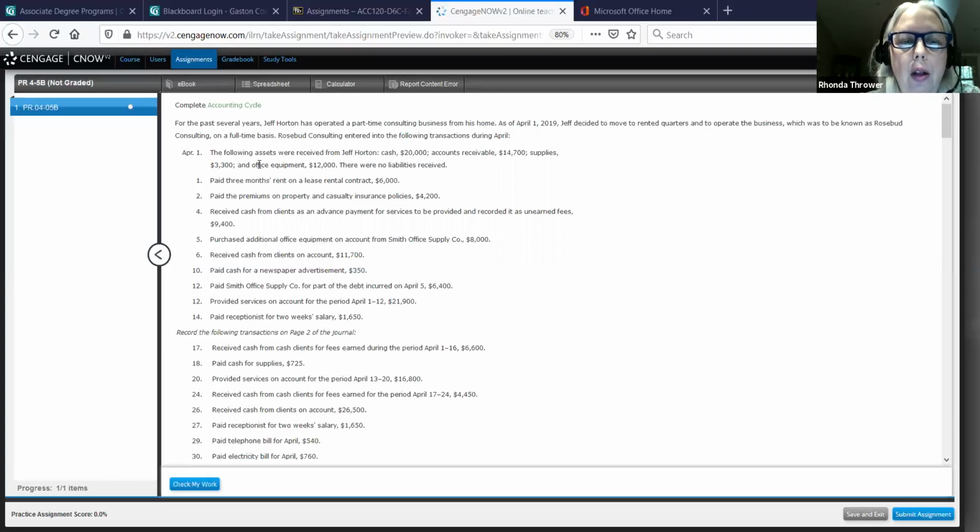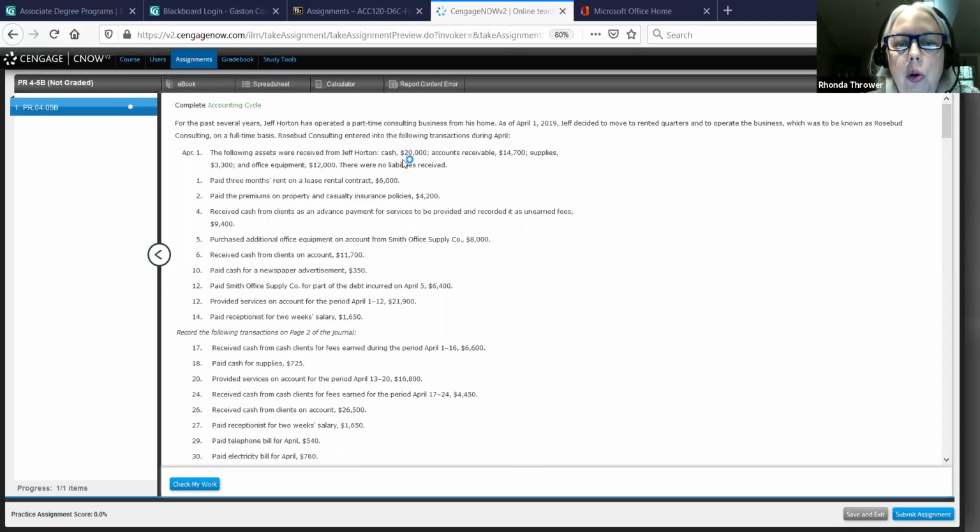It says that the following assets were received from Jeff Horton. Jeff Horton is the owner of the business. He's given the business some cash to start with. He had some accounts receivable that he was contributing to this business, some supplies and office equipment, and there were no liabilities received. So the only thing he's doing is contributing cash and other assets to his business. So this is going to be a compound entry, which means we're going to have more than 2 accounts involved.